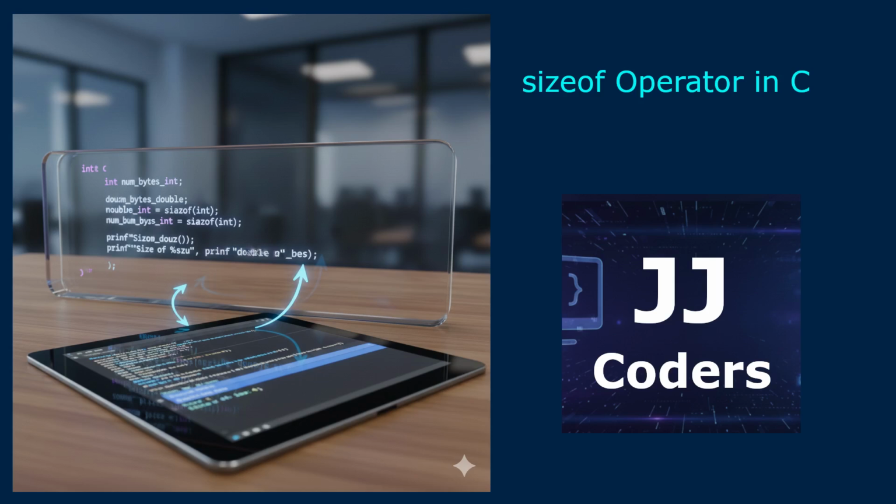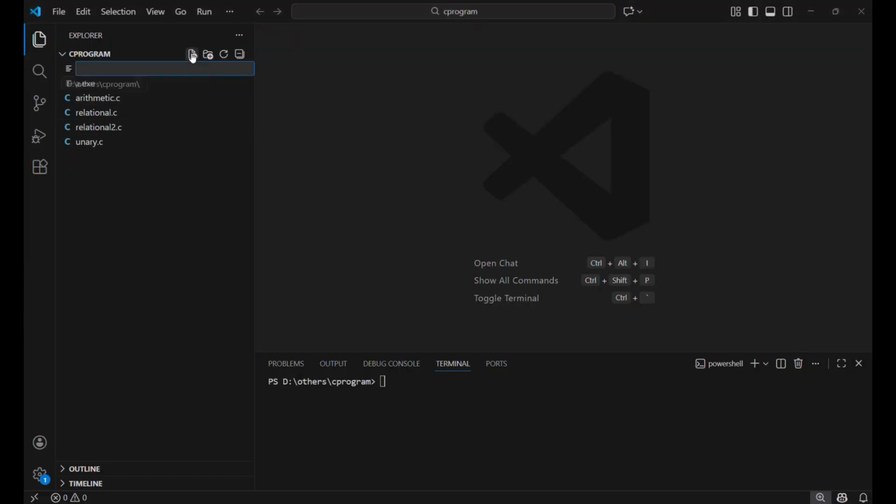In our today's video, we will learn about sizeof operator in C. It is one of the unary operators from our previous video. It is used to find the size of the data types. Let's see this with an example.